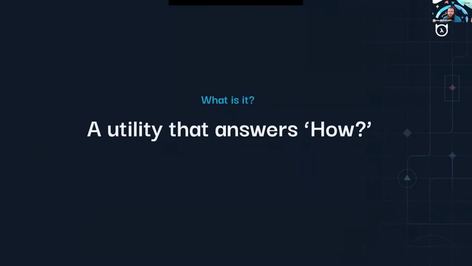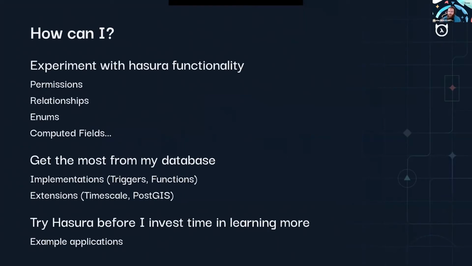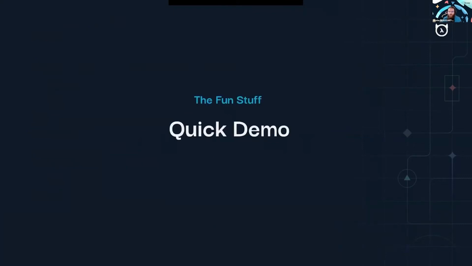So what is it? It's a utility that answers how can I experiment with Hasura? Like how can I experiment with permissions, relationships, enums, computed fields, and any other new feature we have. How can I get the most of my database and have examples for triggers, functions, extensions, and this kind of stuff without having to go through a whole documentation, and just try things. And how do we try things?